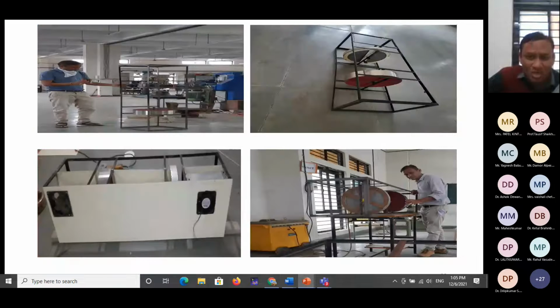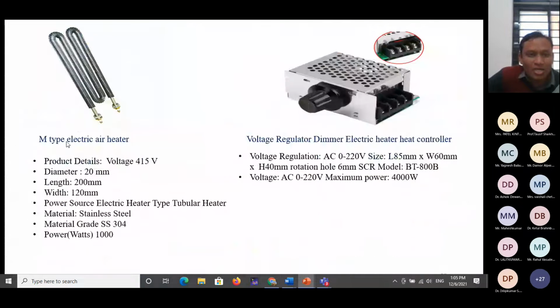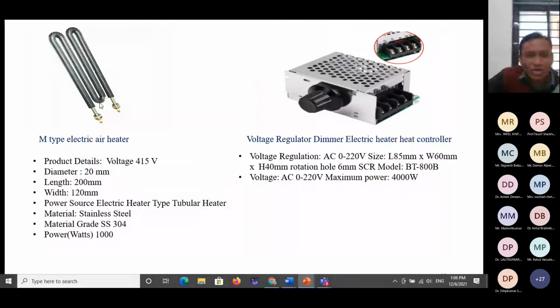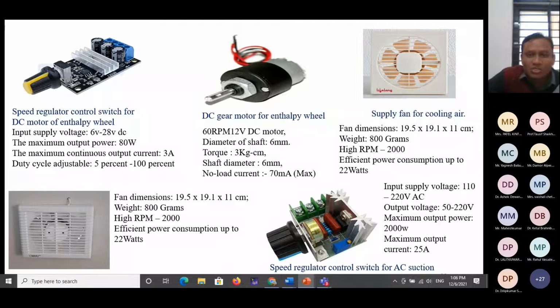These are the M-type electric heaters we are using in this rectangular duct. In the center point of this duct, it is used for regenerating the air. Similarly, we use a dimmer electric heater control to monitor this heat with the help of this voltage regulator switch. We are also using a DC motor for the enthalpy wheel to vary the speed with the help of the speed regulating control switch.